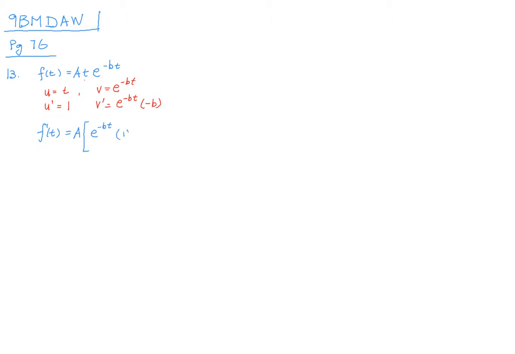Okay, so it is v u prime plus u v prime. Okay, then you factorize out the common factor. So it will be here, be careful. There's a minus here, so it becomes minus bt.